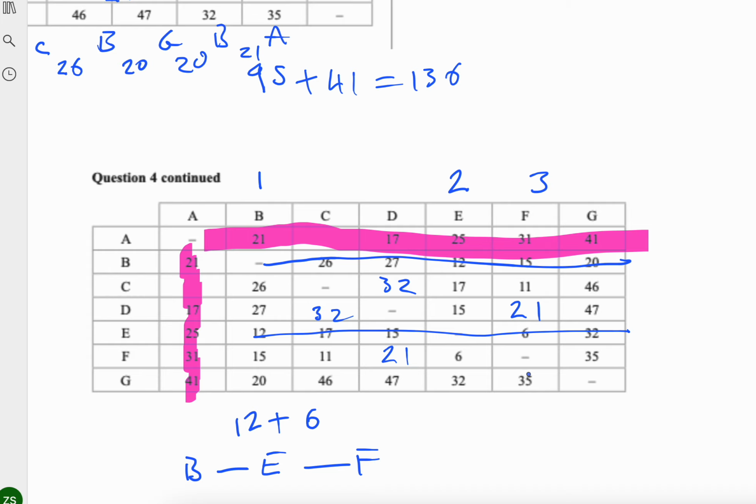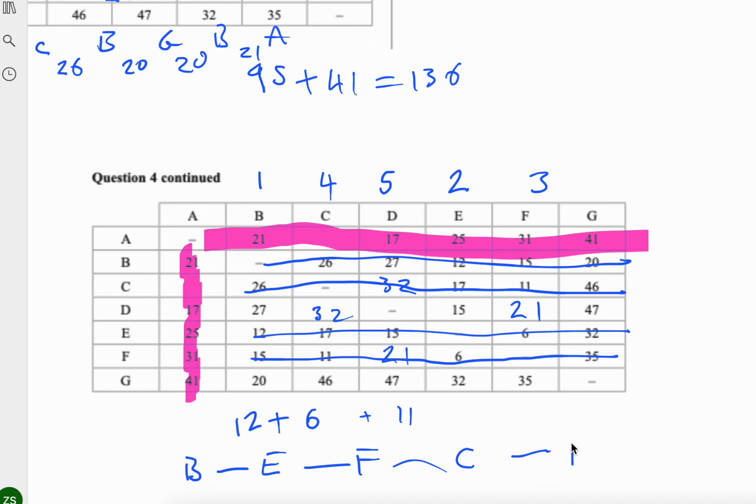Now you're at F, what's your smallest number? 11, which is C. So that's number 4, that's C plus 11. Can you see how I'm writing the numbers? Yes. Okay, so now we cross out C. In C, what's our smallest number? 32 to D. So that's number 5, that's D plus 32. And then from D, our smallest value is back to G, which is 47.